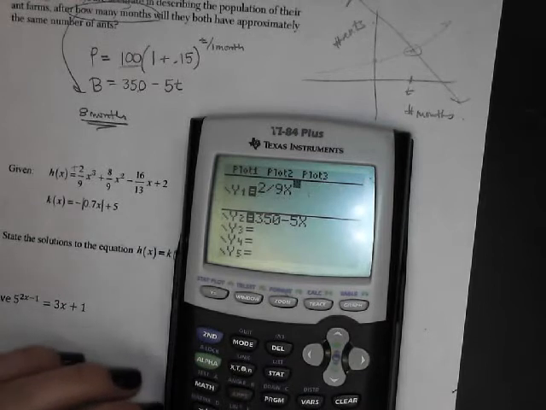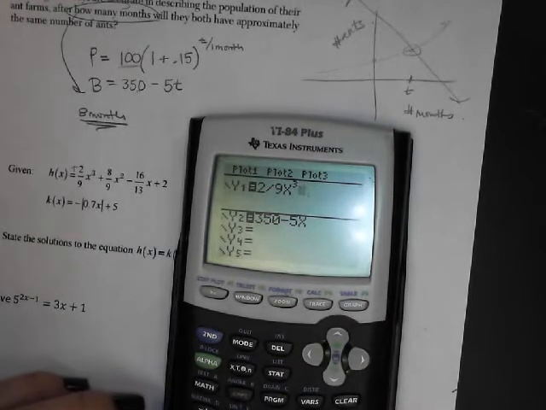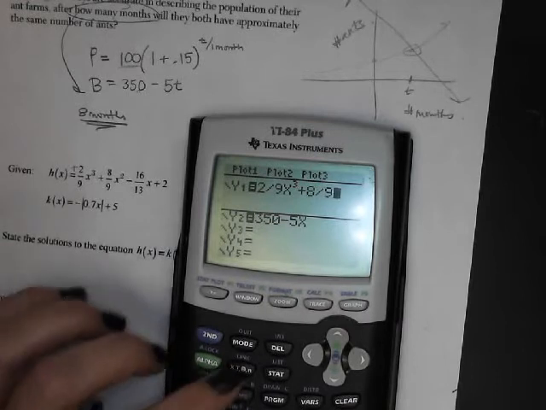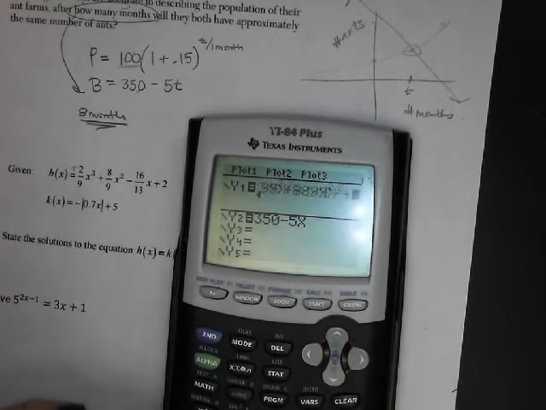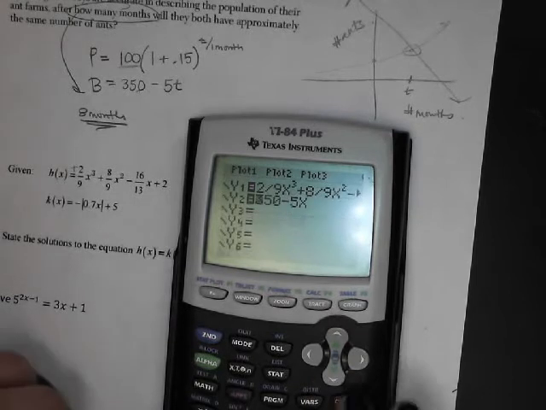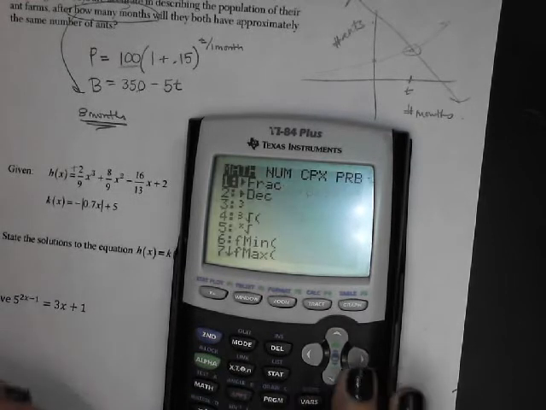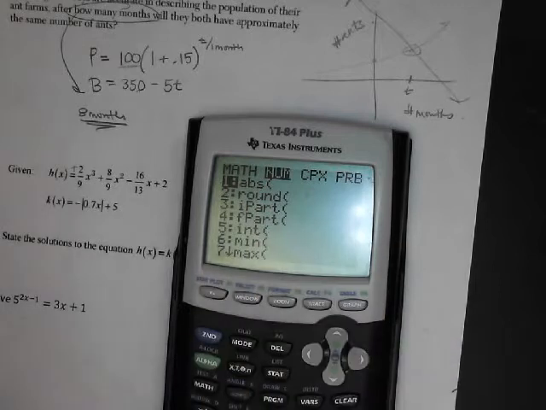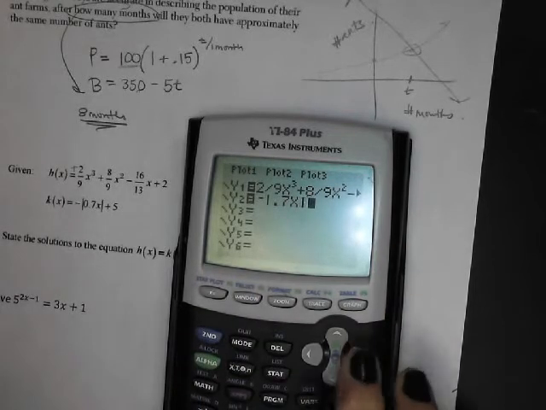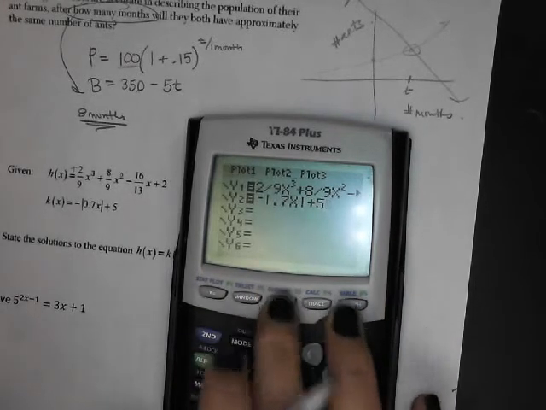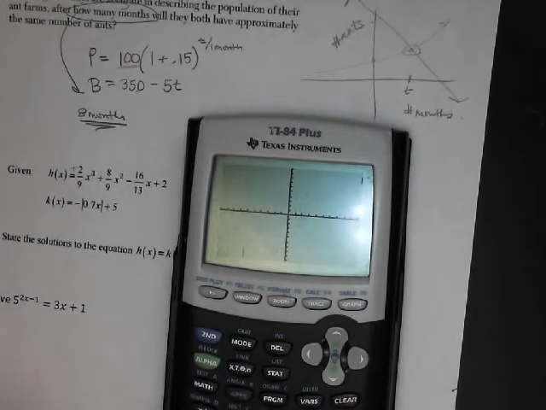Oh geez. 8/9 x squared minus 16 over 13x plus 2. And then negative, your absolute value is under your math and number, 0.7x plus 5. So I'm going to go back to zoom 6 just to get my negative 10 to 10, because the 350 window was for the ant problem. So there's our polynomial. And there's our absolute value.